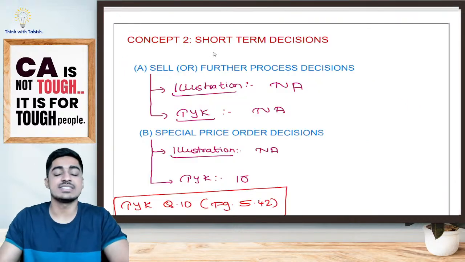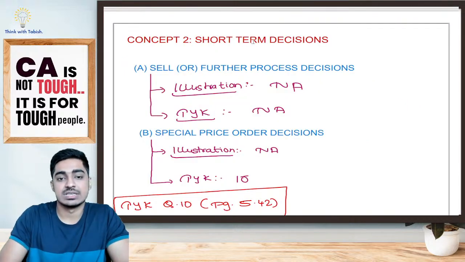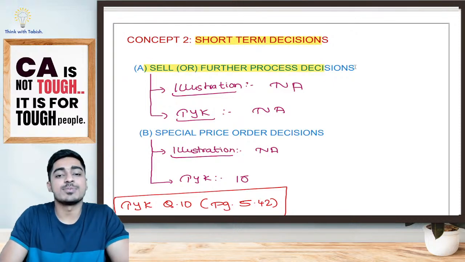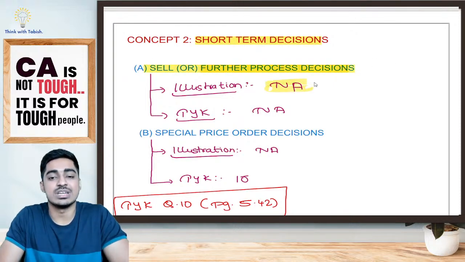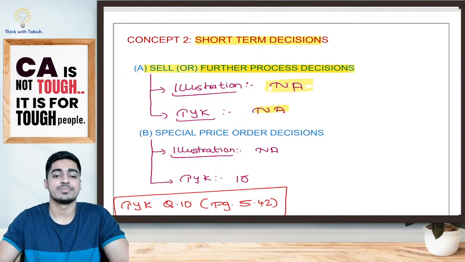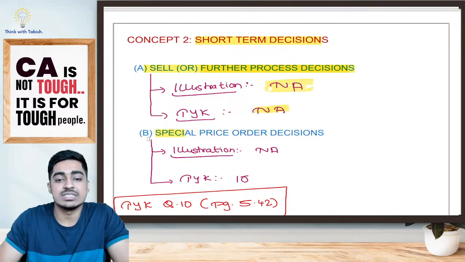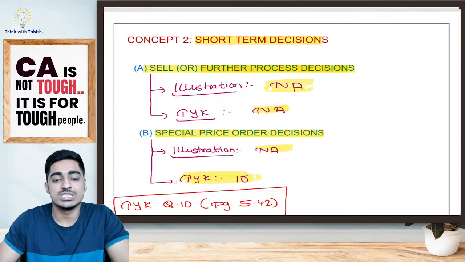So, short-term decisions. Let us have a look at the questions. Yes, sell or further process decisions. There are no questions, no illustrations, no test your knowledge questions also. Special price order decision. Okay. Illustration, there are no questions, but test your knowledge, we have question number 10.